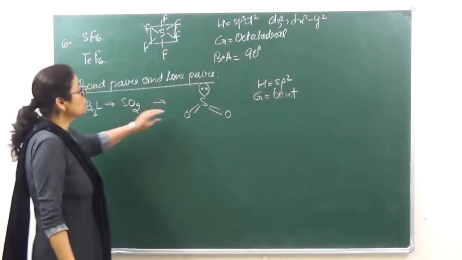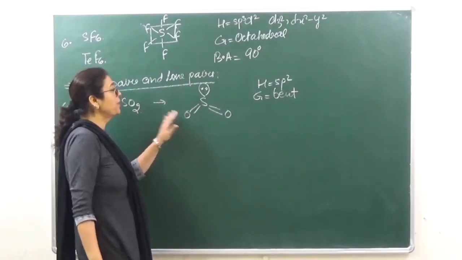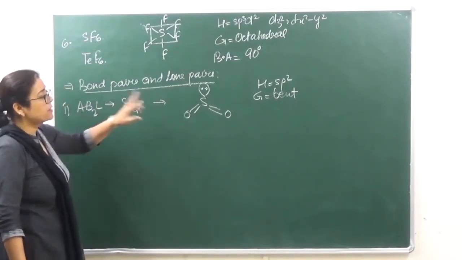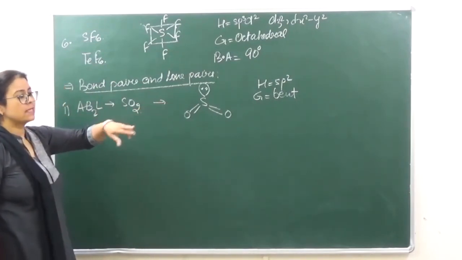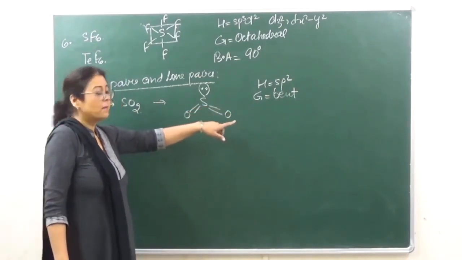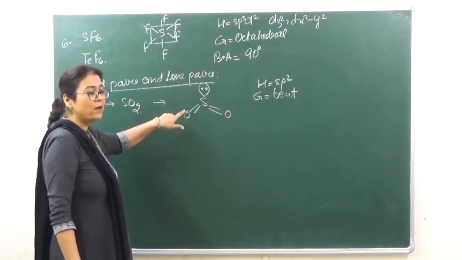Right? Now because of the lone pair and bond pair repulsion over here, otherwise if you are talking of AB3 molecules, in sp2 hybridization we have seen, as in the case of BF3, the geometry should be triangular planar. But here it is bent due to the repulsions between the lone pair and the bond pair.